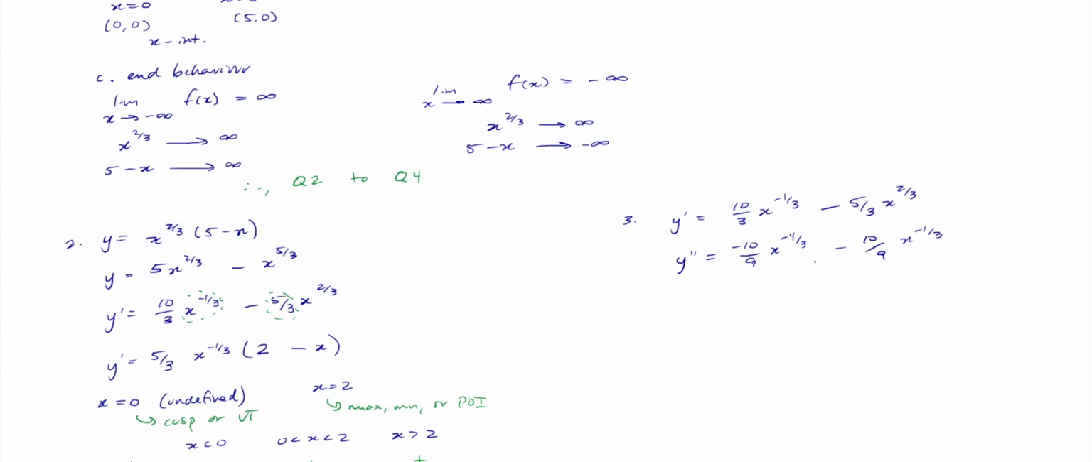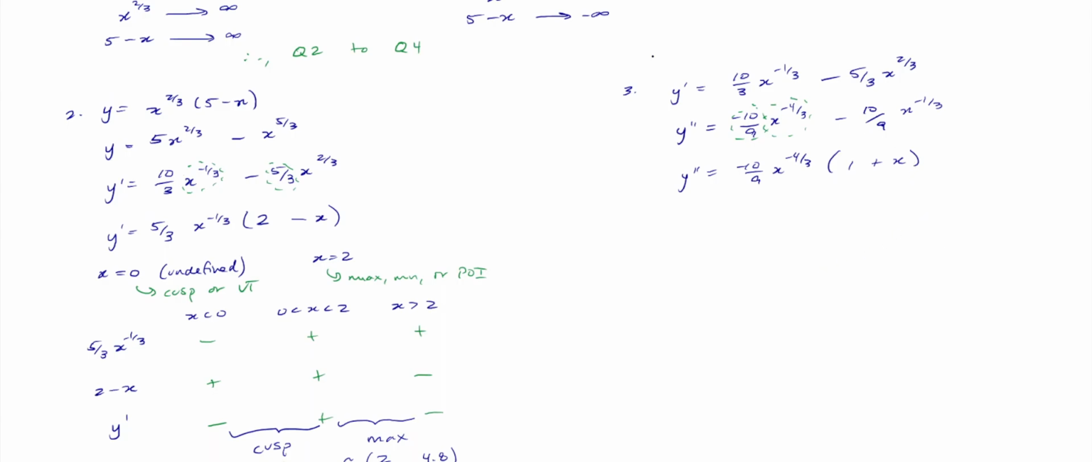Well, I see this right here and this right here being my lowest factors in those two terms, so I can factor those out. And I get negative 10 over 9 x to the negative 4 over 3, and then 1 plus x. Okay, so what makes this equal to 0 is when x is equal to negative 1. So x is equal to negative 1 makes that 0.